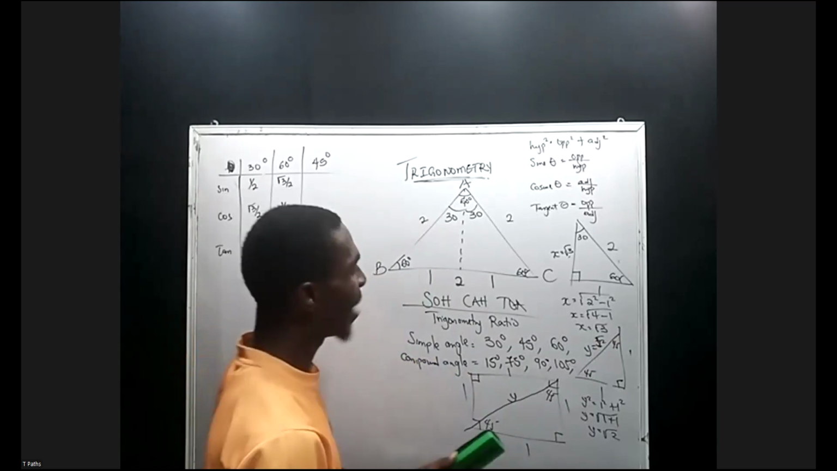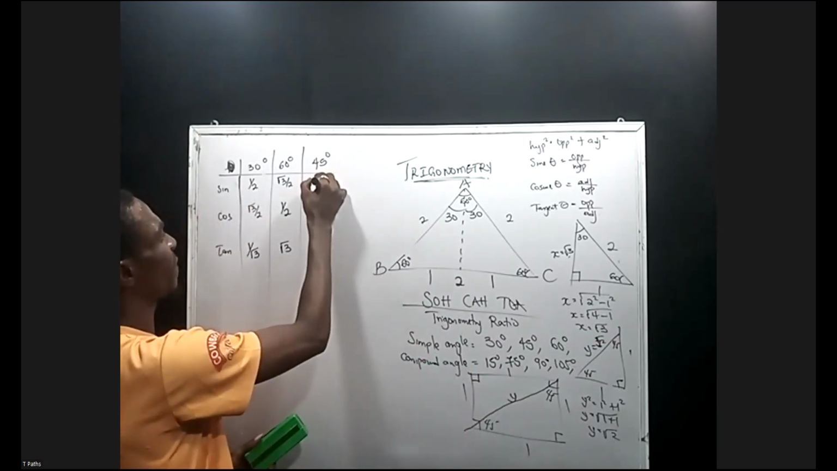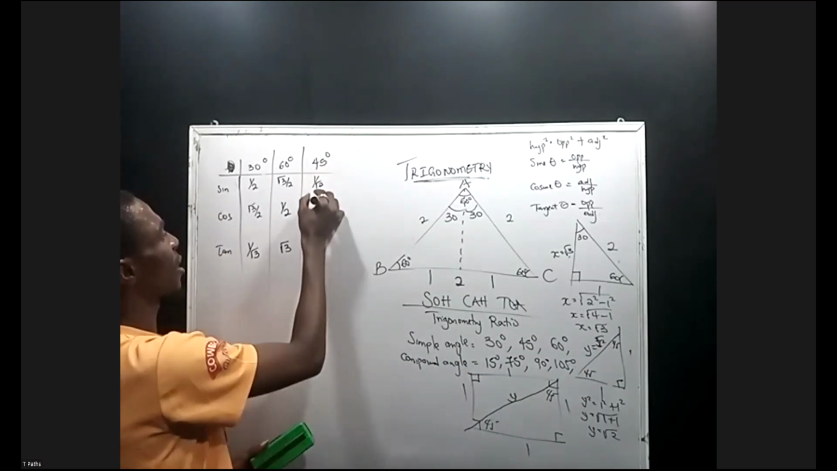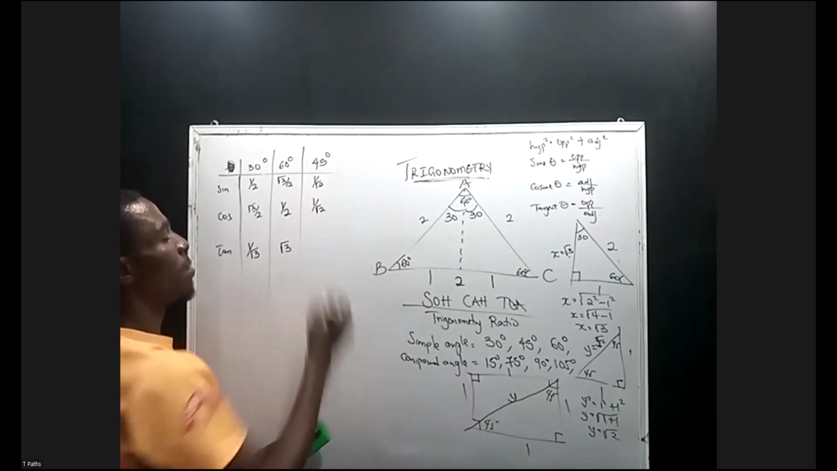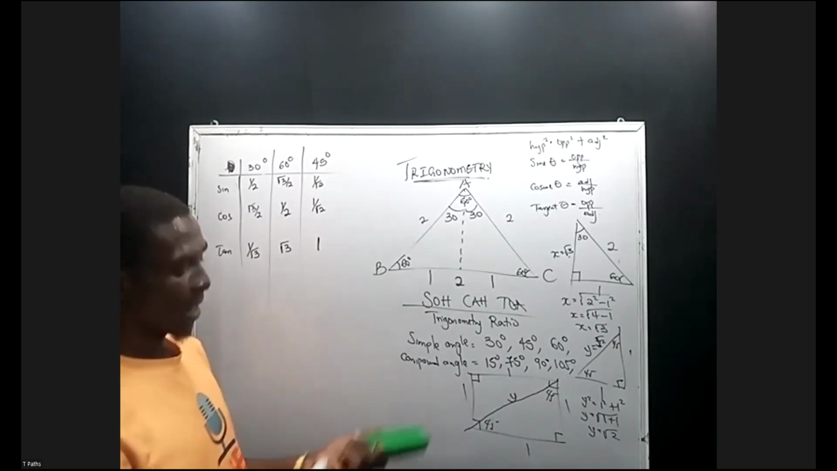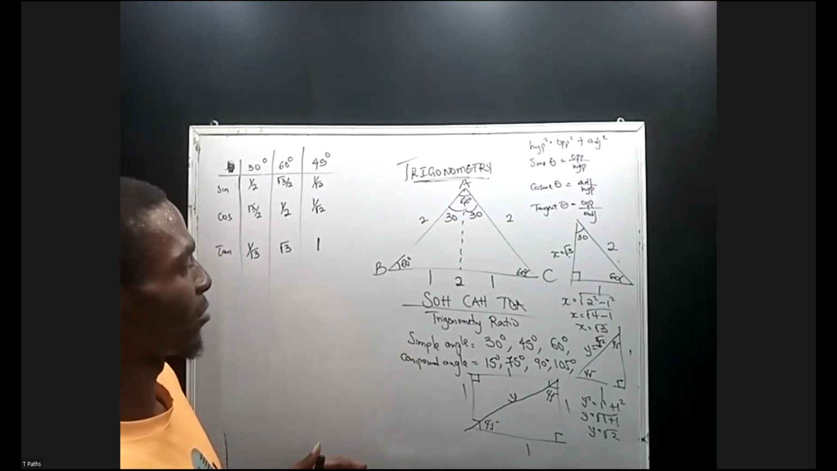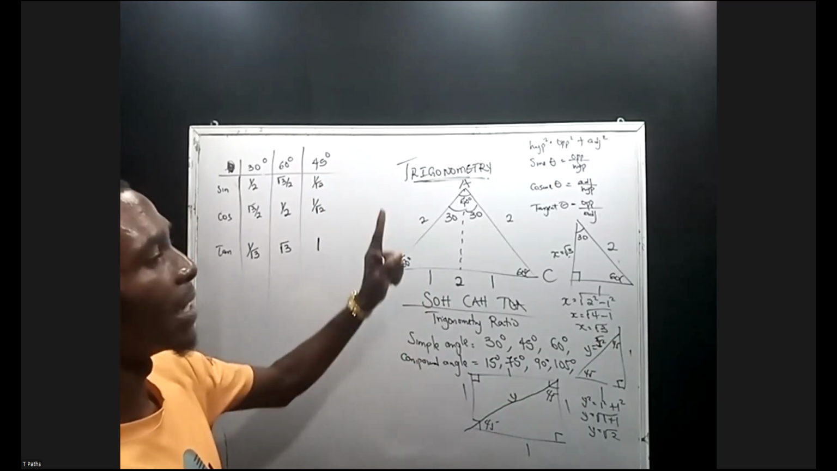So if my y equals √2, now here comes the solution for 45. Sine 45 is the same as cos 45. So I have sine 45 is 1/√2, and cos 45 is 1/√2. But tan 45 is the only different thing, and that is 1. Those are the simple angles that we can talk about when it comes to trigonometry.